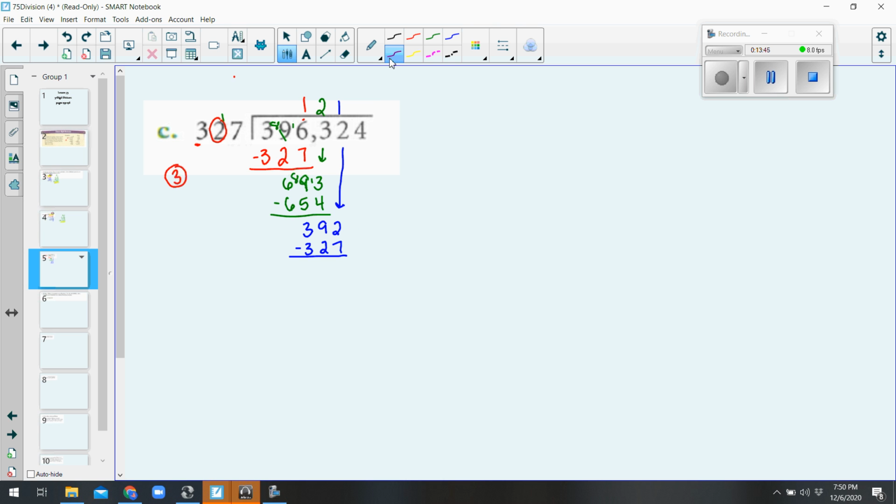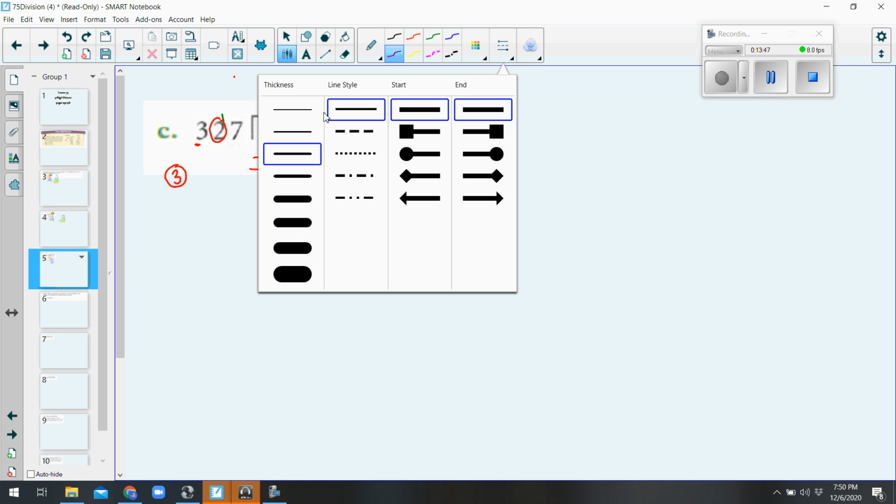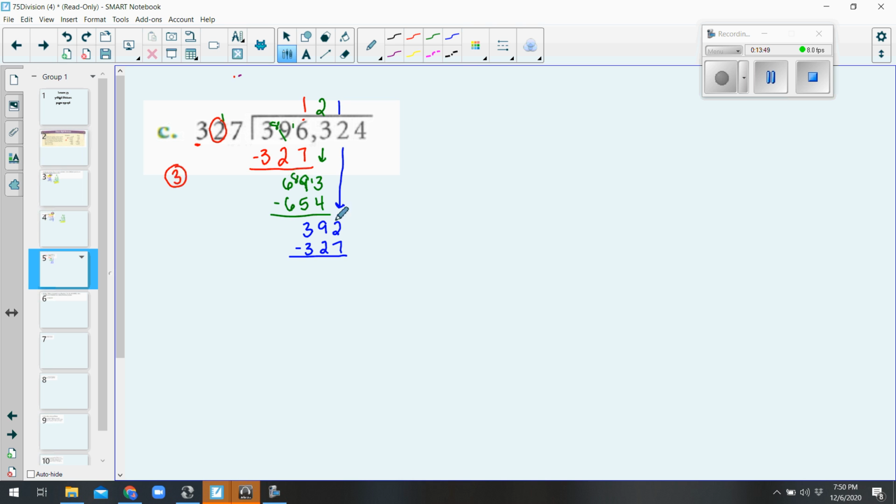I cannot say 2 minus 7, so I'm going to borrow 1 from the 9 and make it an 8. The 2 becomes a 12. 12 minus 7 is 5. 8 minus 2 is 6, and then that's 0. Compare. 65 is less than 327, so I'm going to bring down my 4.